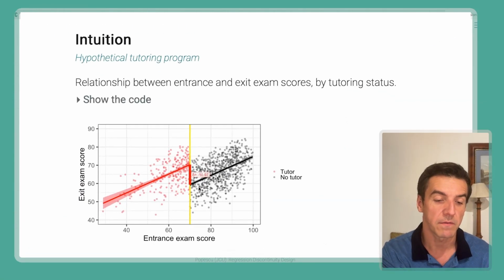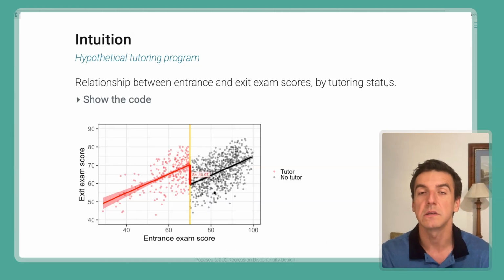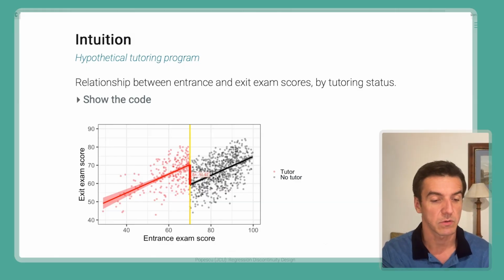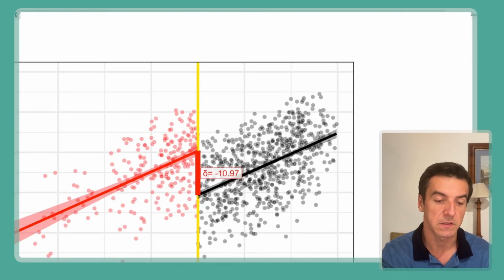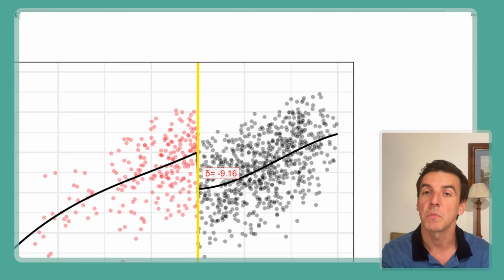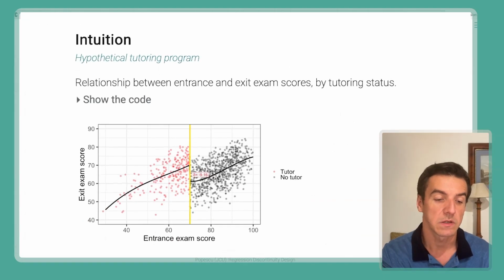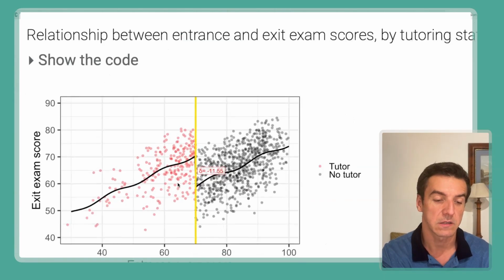Students who didn't benefit from the program didn't see an increase in their final exit exam score. This is, for example, how moving from a linear model to a smooth model impacts the size of the calculated delta. So from minus 10.97, we get to minus 9.16. So this clearly affects the estimated effect.